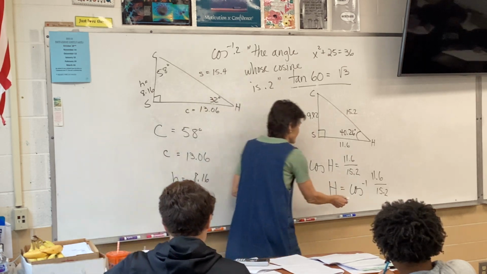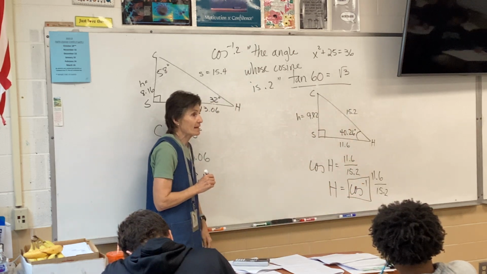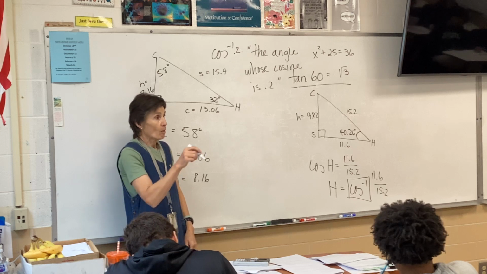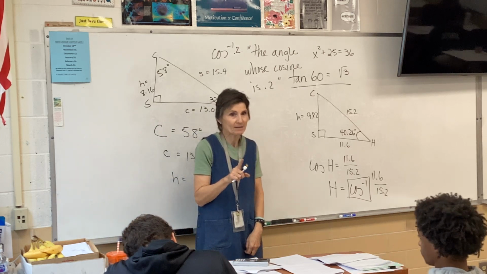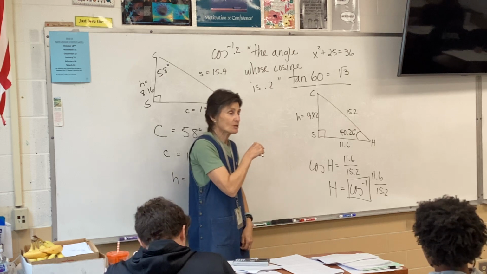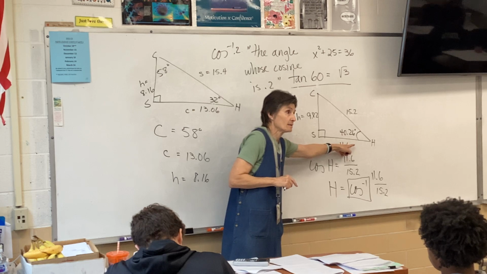Anytime you press one of these buttons, your answer is an angle. Now, that angle came out in degrees because my calculator's set in degrees. If I changed it to radians, that would come out as a radian measure.